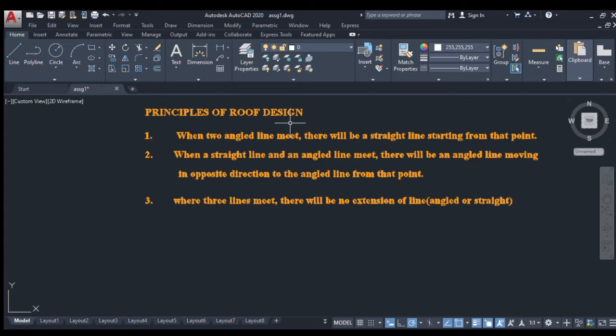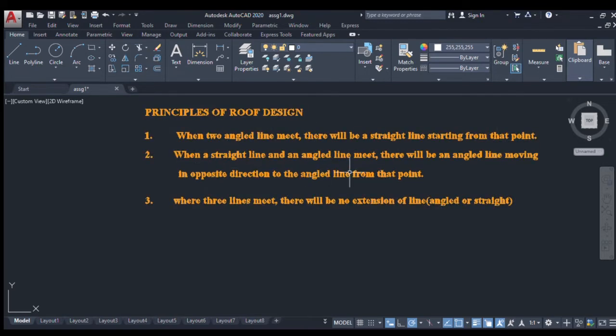The one thing about this design which I learned is that it is applicable in any software you're using, maybe you're teaching somebody, or you're drawing manually. These are the three rules which will help you to design any complex roof. I just tried to put them down in English I understand. I think this is the best way my brain could write down the rules.